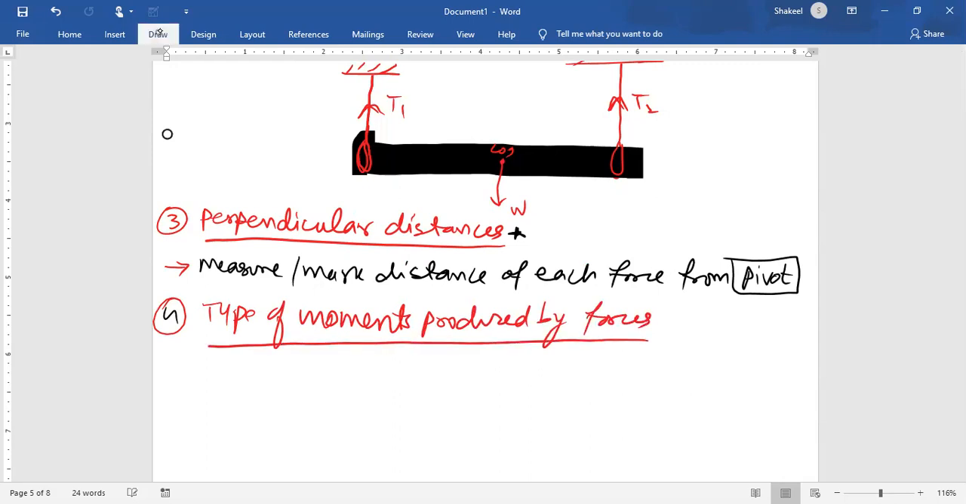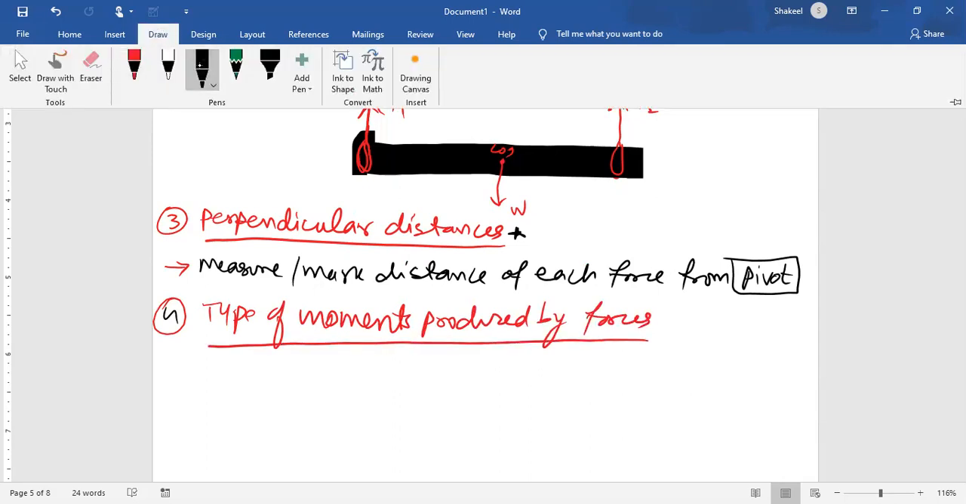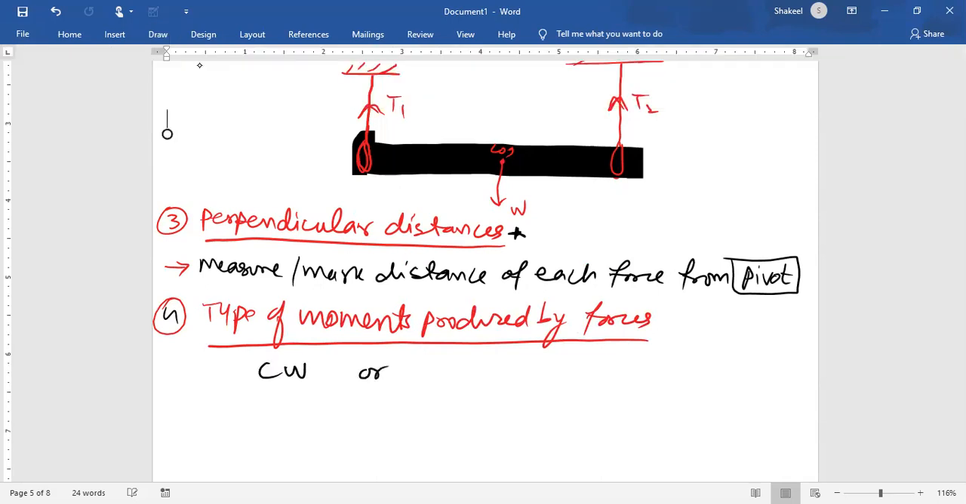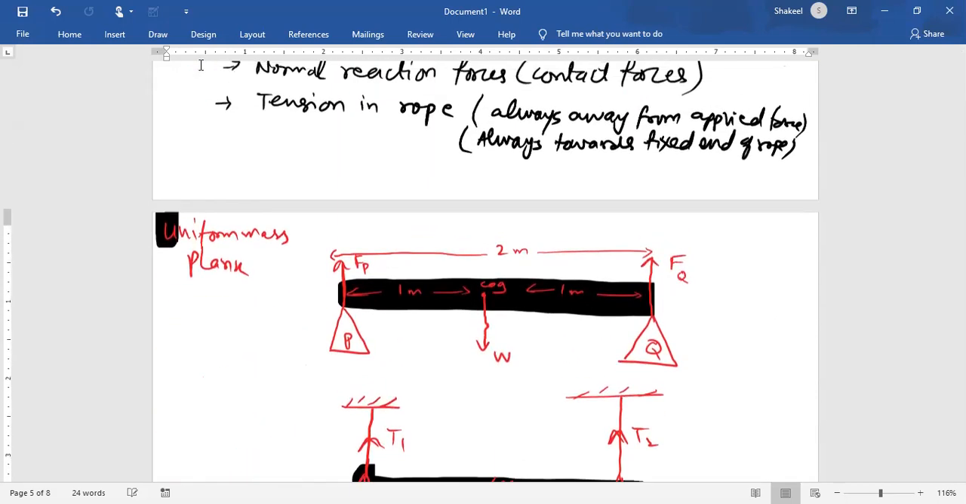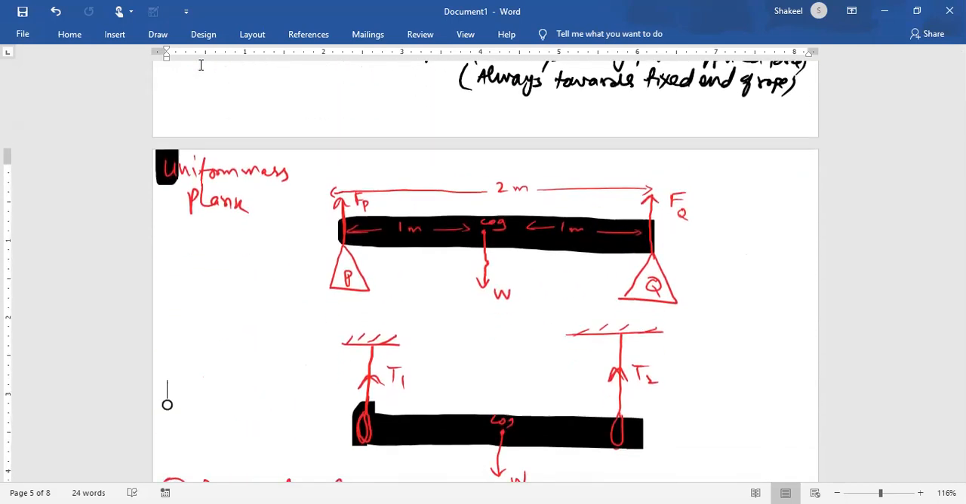You have to see what type of moment is produced by force. It can be clockwise or anti-clockwise. So let me take you back to this example. If you consider P as your standard pivot, it means you have to measure the distance of each force from the pivot.